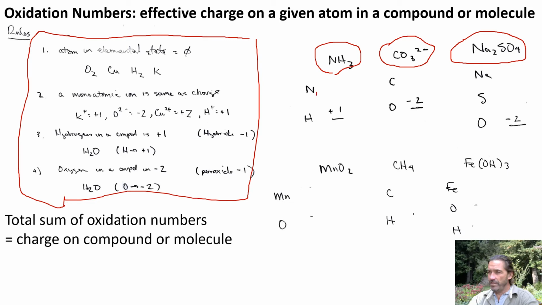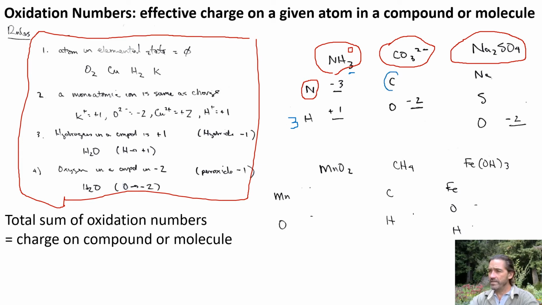For nitrogen here, we notice that this molecule has no charge. Remember, all the oxidation numbers add up to the charge on the molecule. If I have 3 hydrogens here, that's +3. So that means nitrogen needs to be -3. That balances out. 1 nitrogen at -3, 3 hydrogens at +1 equals 0 if we add those together.